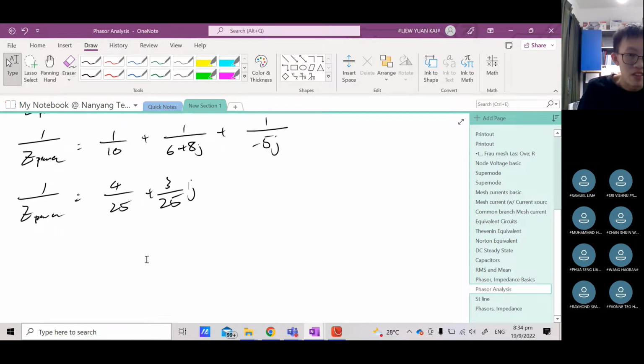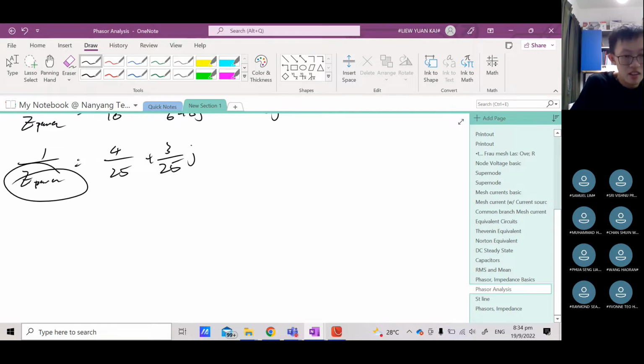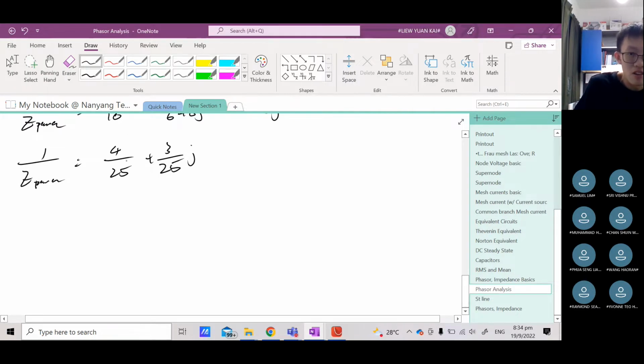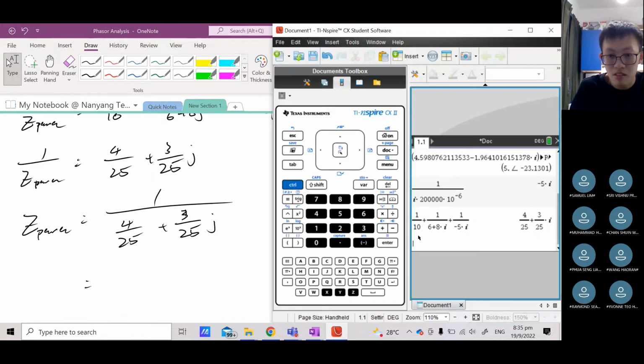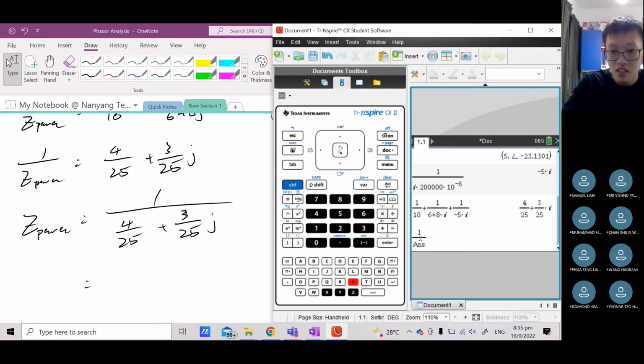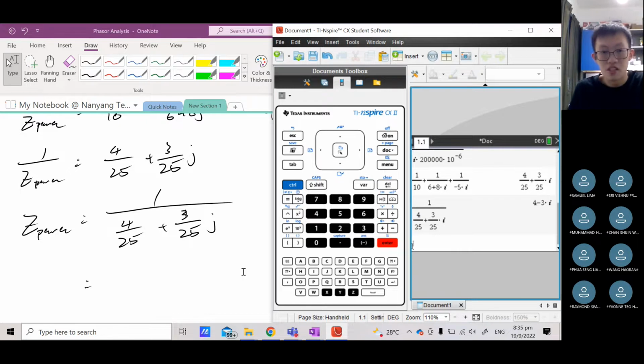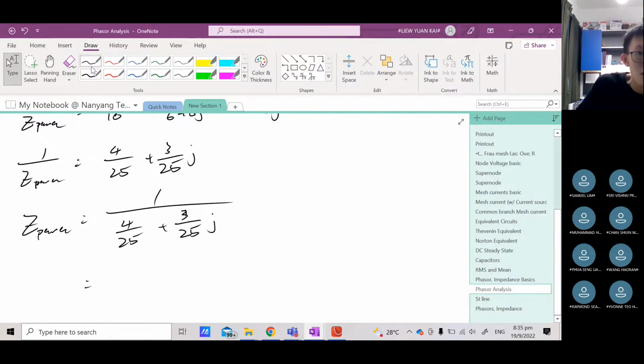But if you want to find Z parallel, right, then we take the reciprocal of this answer. So Z parallel is equal to 1 over this answer, 4 over 25 plus 3 over 25j. So let us do that. Go back to my calculator. I take 1 over answer. I'll get 4 minus 3j. So this answer is 4 minus 3j.